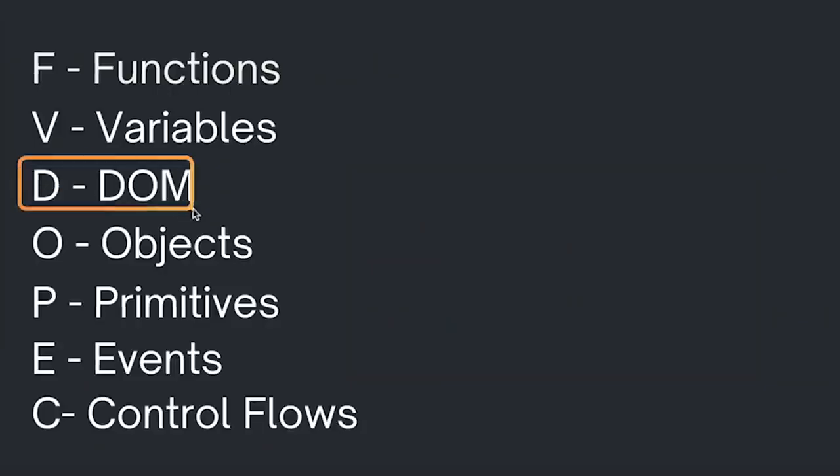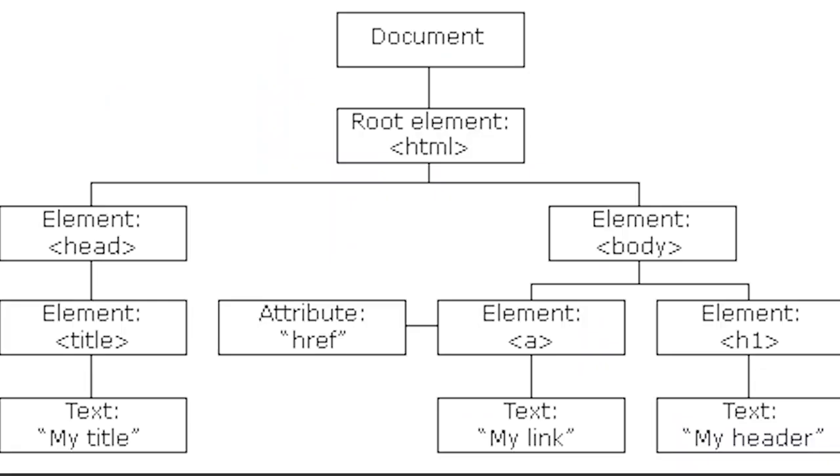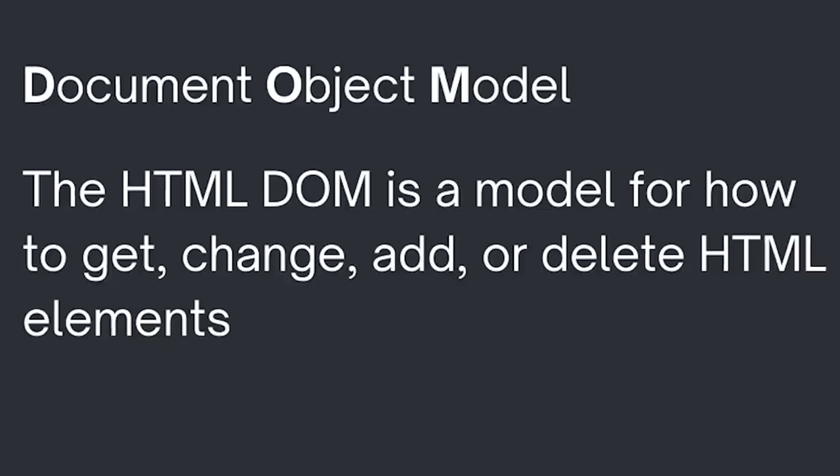Now that we've covered objects and primitives, we can go back to the DOM. When a web page is loaded, the browser creates a document object model of the page. What the HTML DOM model looks like is a tree of objects. The HTML DOM is a standard object model and programming interface for HTML, and it defines the HTML elements as objects and the objects' respective properties and methods. This object structure allows you to get, change, add, and delete all the HTML elements with JavaScript.